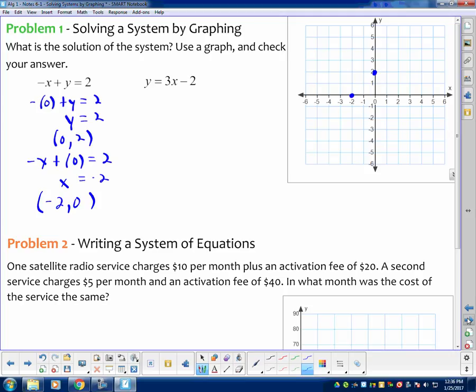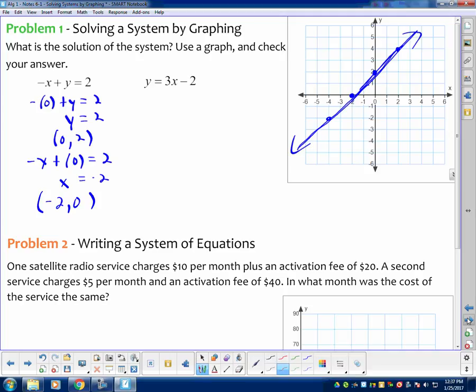I could make another point. From this point to this point, I go up 2 over 2. So what should I do from this point to the next one? Up 2 over 2. And then down here, I can go down 2, left 2. So adding more points will help me to be a little more accurate when I draw it. Well, slightly more. Or use a straight edge. Anyways, there's my first line.